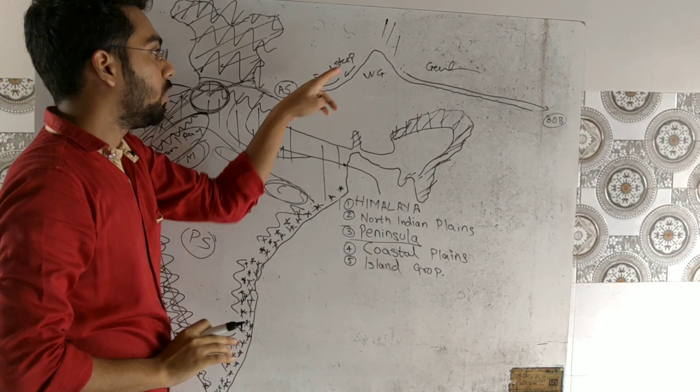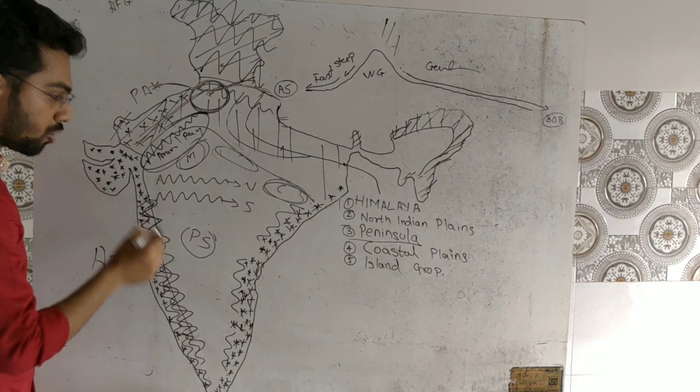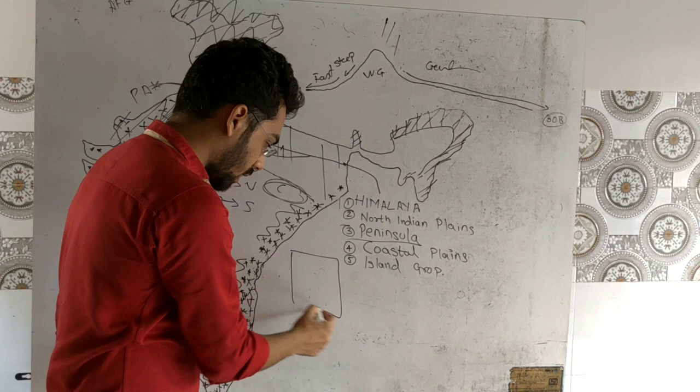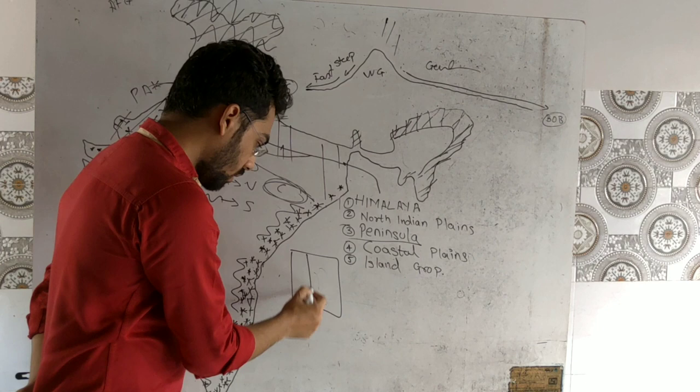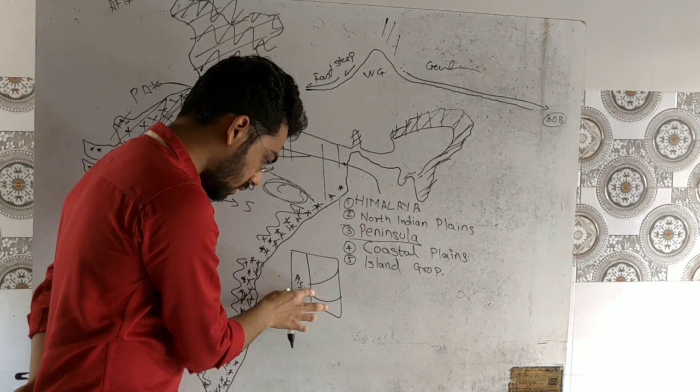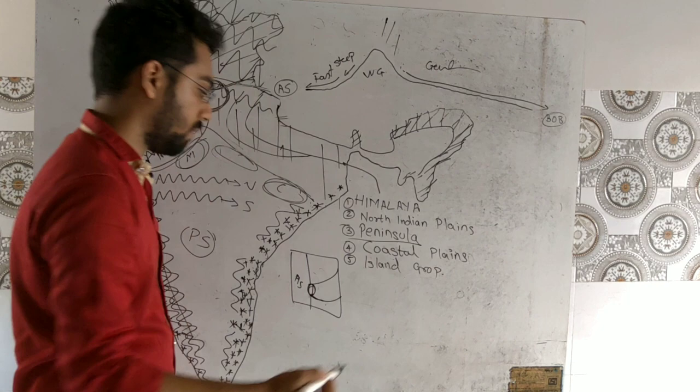Therefore, on the western side there are estuaries. Estuaries means what? A large river mouth. If you want to understand an estuary, see, this is a large river mouth. In short, this is the Arabian Sea, and this will be the large river mouth. This part will be the river mouth, and this part will be the river mouth.